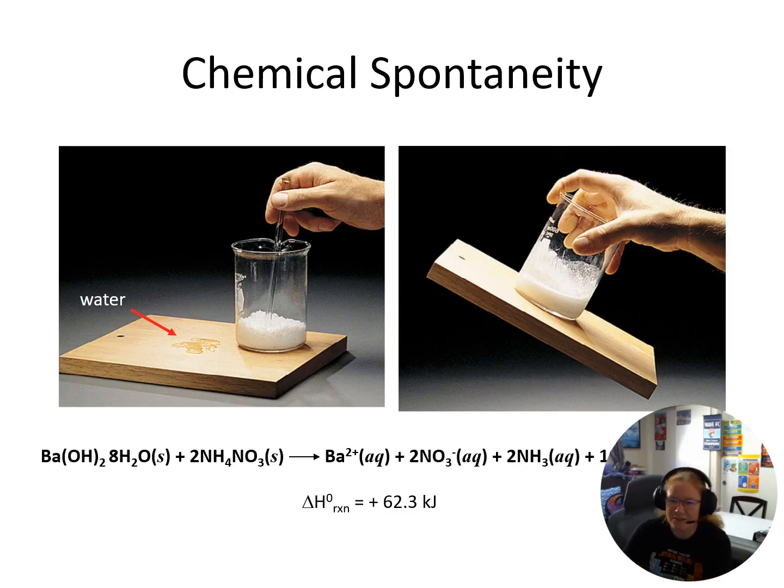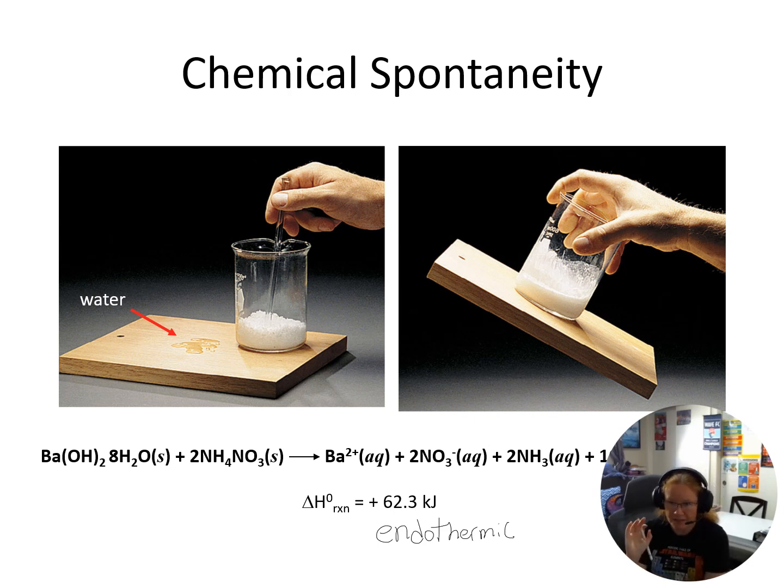So this has a delta H of reaction that is 62.3 kilojoules. That's positive. Okay, so this is an endothermic reaction. Yet it is spontaneous. This one's ammonium nitrate instead of ammonium chloride, but it's the same sort of thing. Okay, so here I've got the barium nitrate. Now barium nitrate, if I have water around, is not going to be an intact barium nitrate crystal. It's going to be barium ions and nitrate ions.